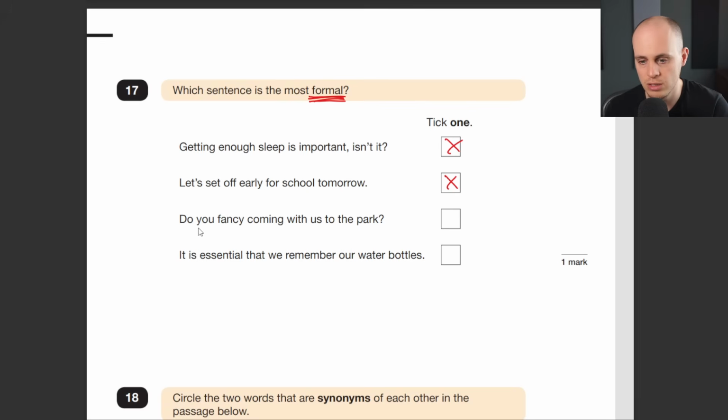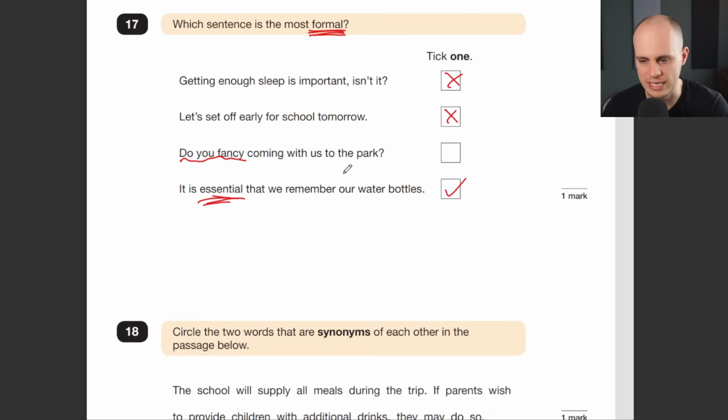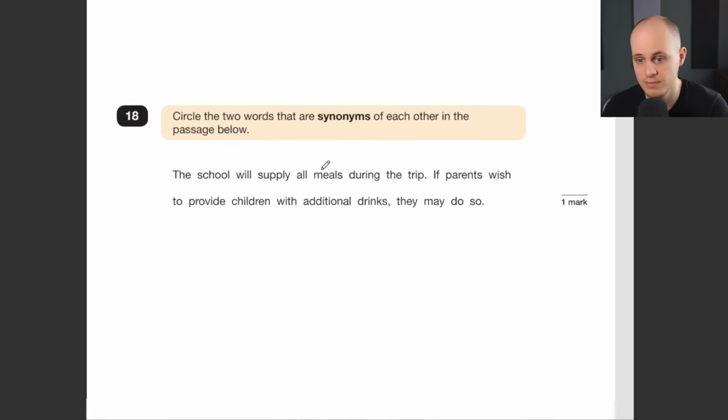I'm down to these two. Do you fancy coming with us to the park? It is essential that we remember our water bottles. Quite often, the use of really nice vocabulary just gives it away. Do you fancy isn't a very formal way of saying, would you like to? Is it really? It's quite informal. So they're always quite obvious, those ones, if you just read them and think, what's the poshest sentence?